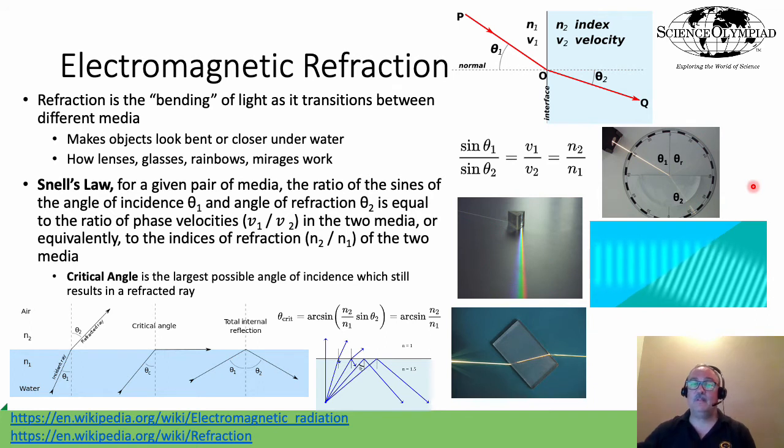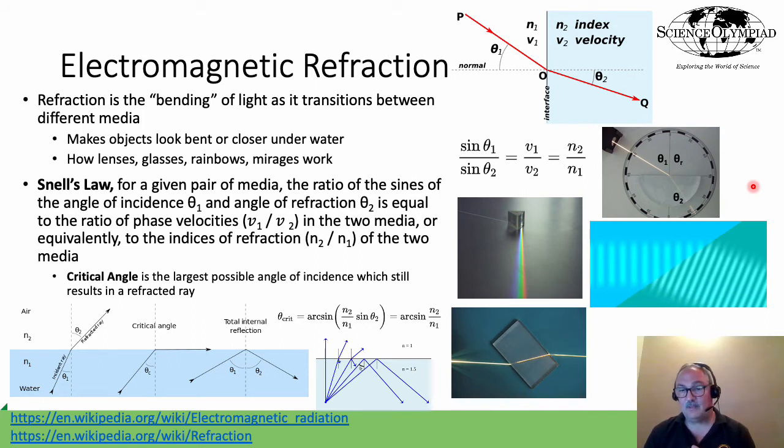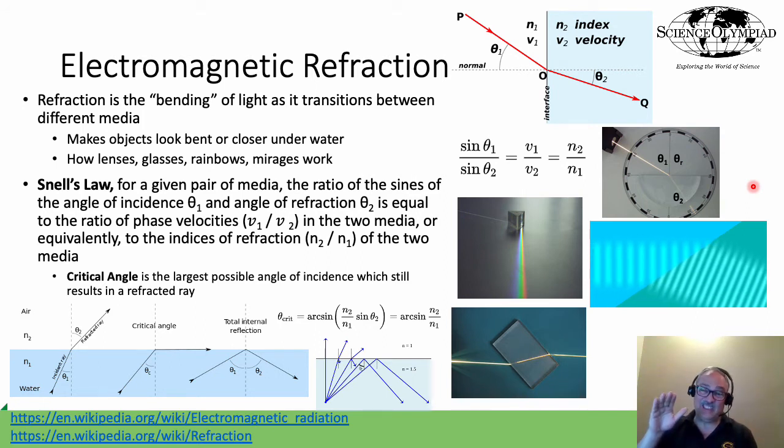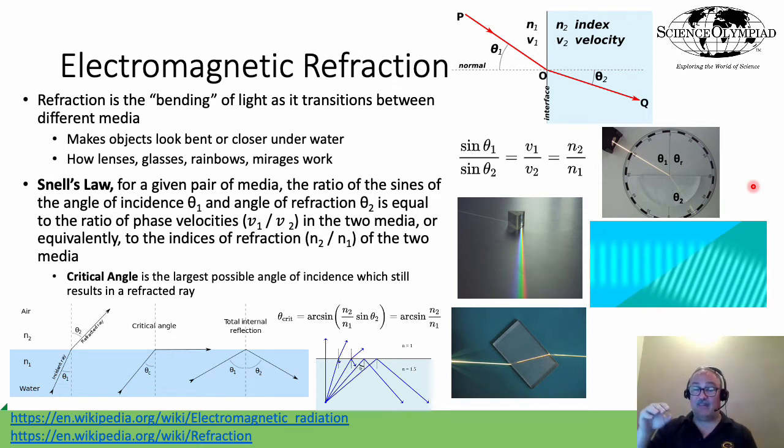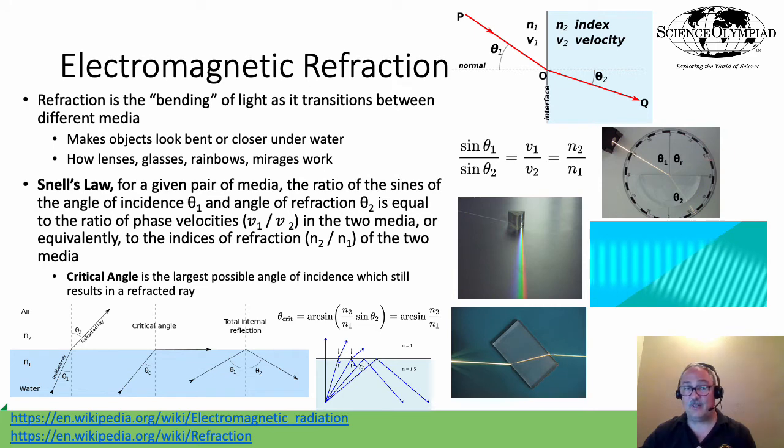So remember, refraction will always have two separate media, whereas reflection, it could just have air and a mirror, or it could have air and, like we talked about, in this particular case, you can have reflection anytime you've got another surface you're bouncing off of.